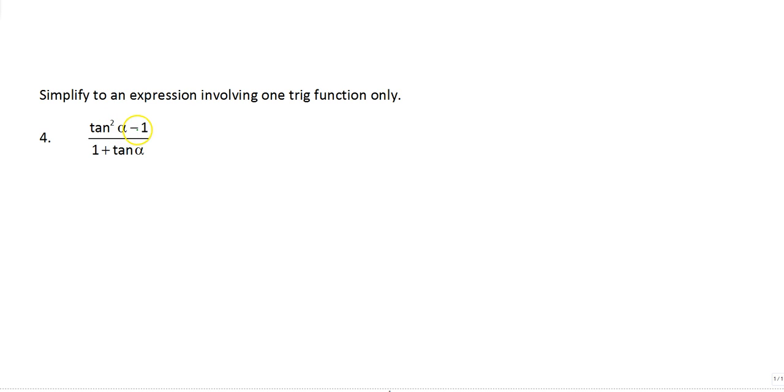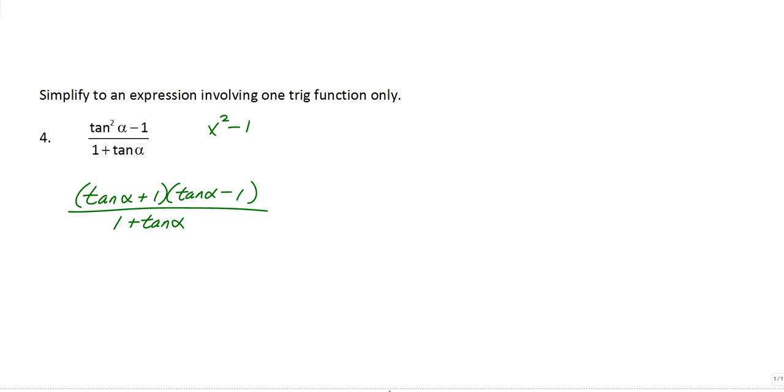So tangent squared alpha minus 1 is the same thing as x squared minus 1. It's the difference of two squares. So if x squared minus 1 factors to x plus 1, x minus 1, then tangent squared alpha minus 1 is going to factor to tangent of alpha plus 1 times tangent of alpha minus 1. And of course, that's all over 1 plus tangent of alpha.